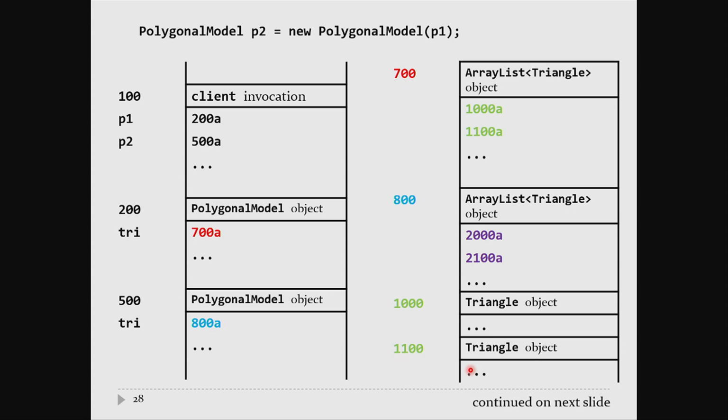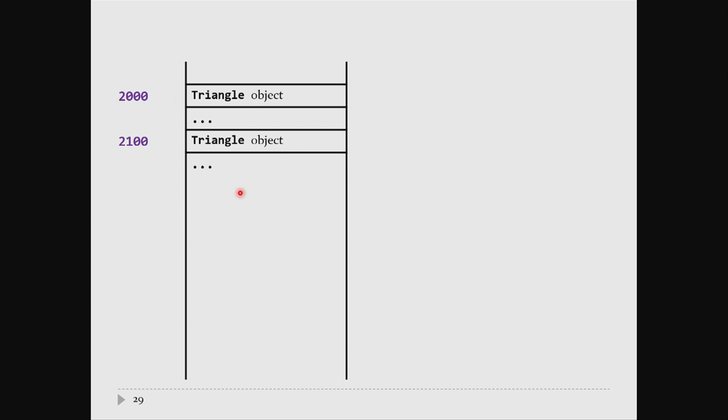The price you pay by making this copy is that you've now used up twice the amount of memory that you had before. So when we just had the one object here, I needed the memory here, here, and for the triangles. When I make the copy, I need the memory here, here, and the memory for its new triangles. So you just doubled the amount of memory that you needed.